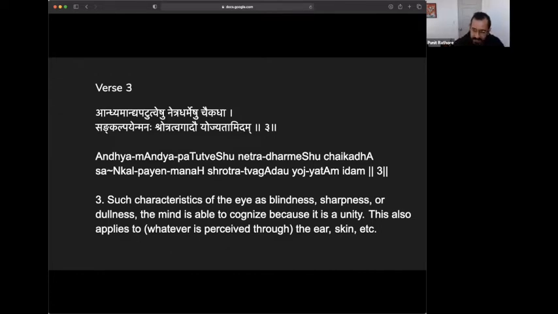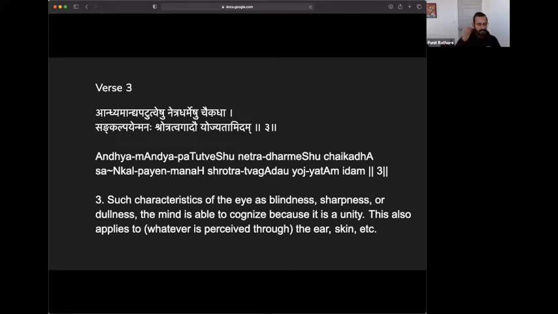Okay, so this is continuing along the same thought. The eye and the objects are at one level. And then if you go a little bit subtler, there are the objects that are recognized by the mind through the eye. So the mind is essentially the instrument that's used to recognize the eye itself.